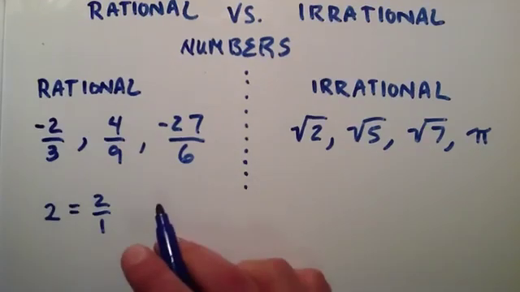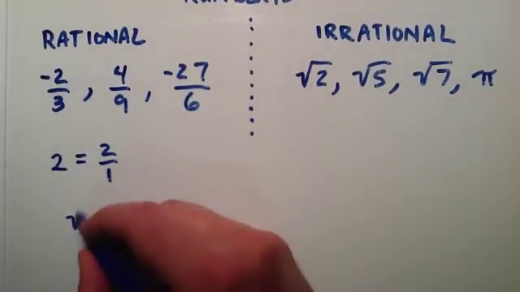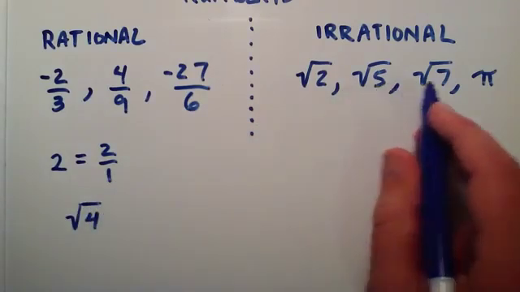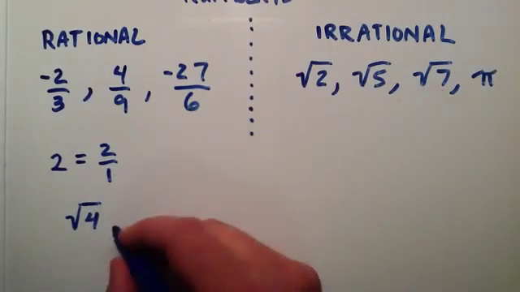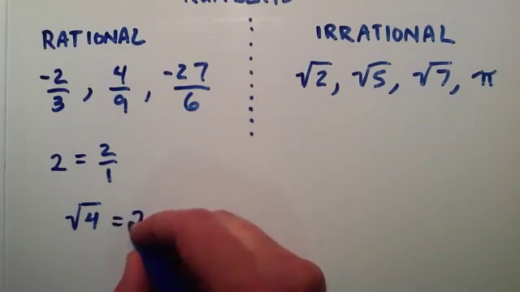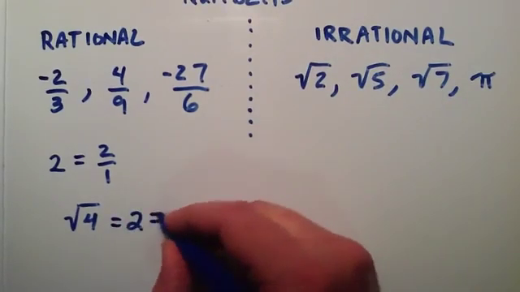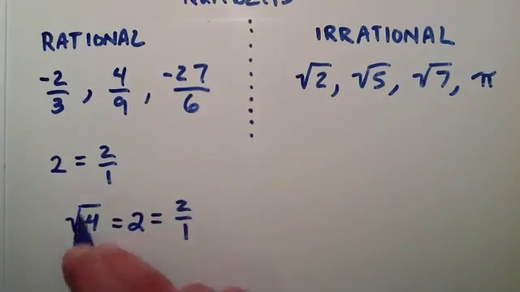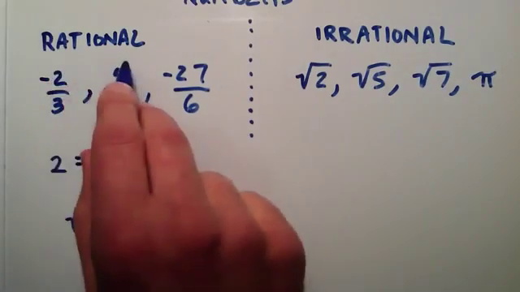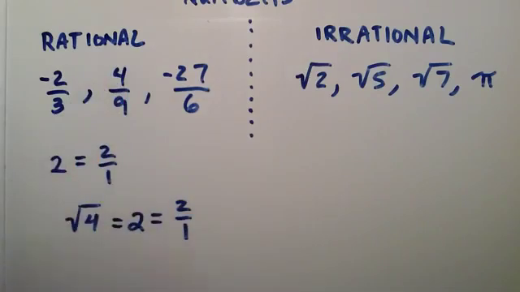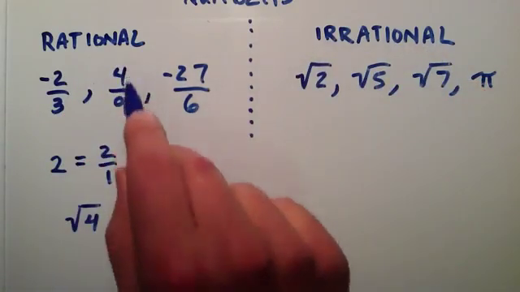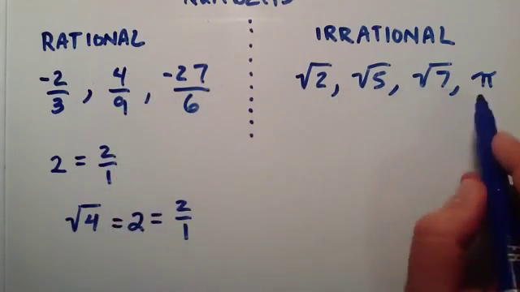So what about something like the square root of 4? Well, the square root of 4 kind of looks like the numbers I've written here, but the difference is the square root of 4 can be written as the number 2, and since 2 can be written as a ratio of two integers, the square root of 4 is actually a rational number. So that's the difference between rational and irrational numbers. One can be written as a ratio of two integers, and the other cannot.